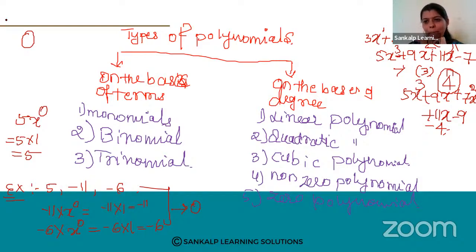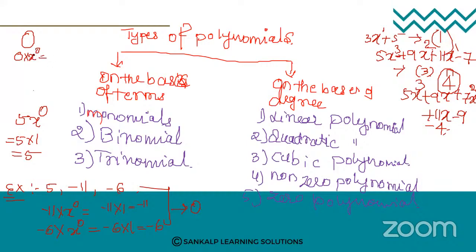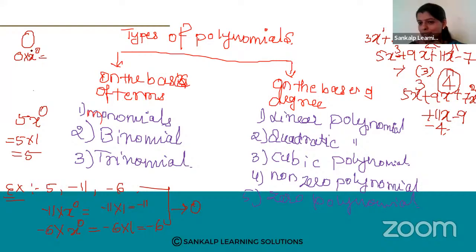Yes, think. If I multiply 0 into x raised to 0. Some are saying answers. If it may be wrong, it's okay, but try to give the answer. Then only you will be perfect. Don't sit quietly saying you don't know. Say whatever you know. 0 into x raised to 0, what will you get? 0 into 1, right? So 0.